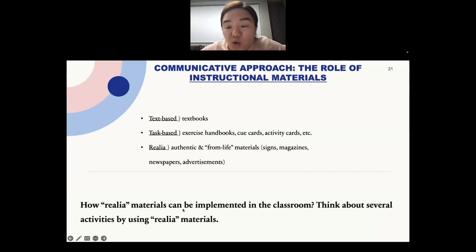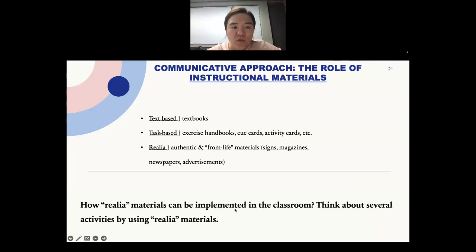Now a short question for you. I want you to think about this. How can realia materials be implemented in the classroom? Think about several activities using realia materials. What do you think? Are they useful, or is it difficult to modify and implement those realia materials in the classroom? Please think about it later.